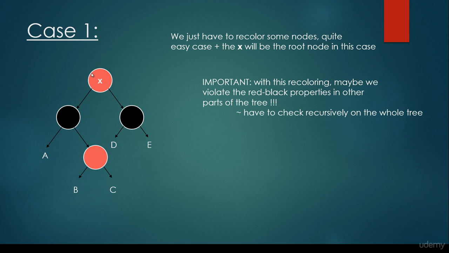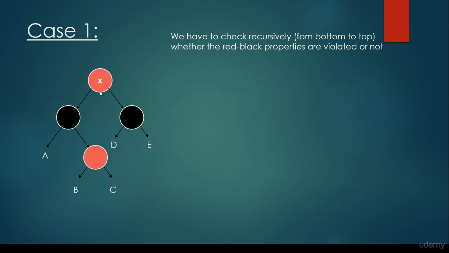So that's why after the recoloring, as you can see, the node X was here before the recoloring. But after the recoloring, the node X is here at the root node. Because sometimes with this recoloring, we have violated the red-black properties in other parts of the tree. Okay, so basically that's why this X becomes here. Okay, so we have to check recursively from bottom to top whether the red-black properties are violated or not.